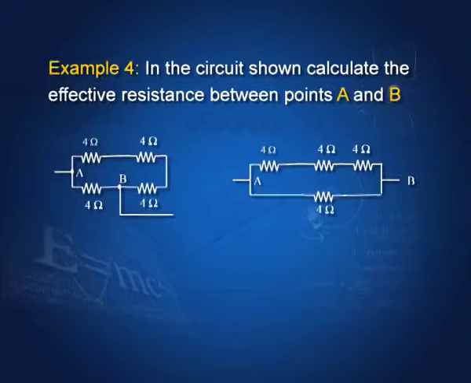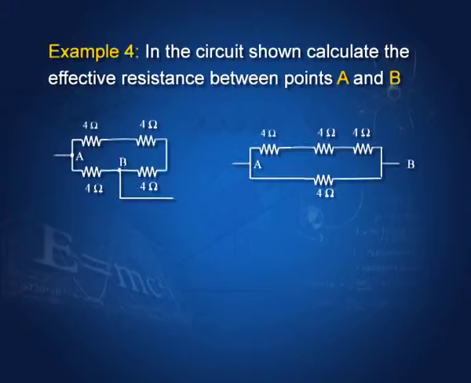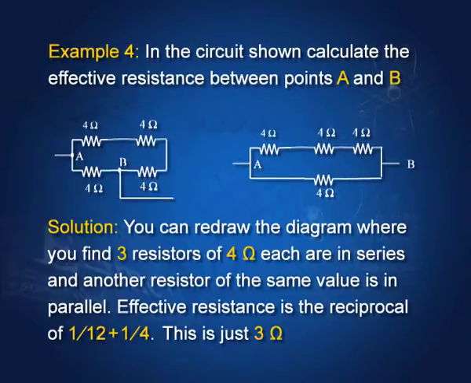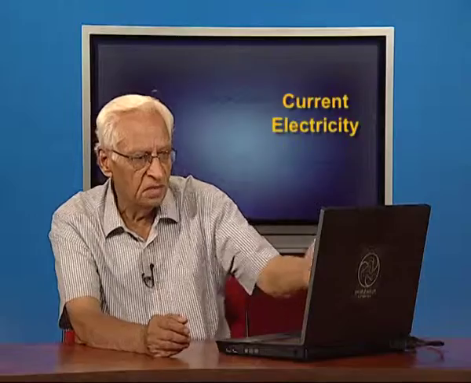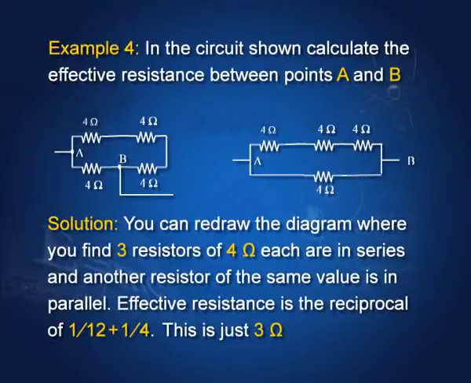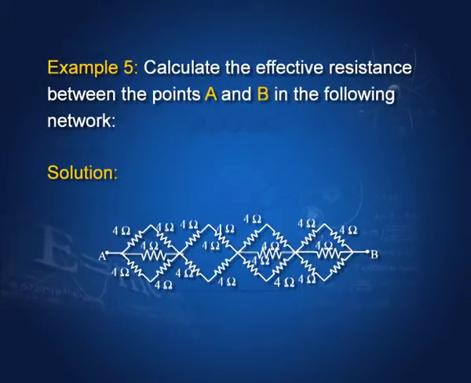Sometimes you will get sort of confusing things like this. The examiner will ask, what is the effective resistance between points A and B? If you just think a bit, you can redraw this circuit. This resistance and this resistance are in series, and these 3 are in parallel with this. So, they are 4 plus 4 plus 4, 12. So, 1 by 12 plus 1 by 4, and the reciprocal of that is just 3 ohms. So, the effective resistance between points A and B is just 3 ohms.